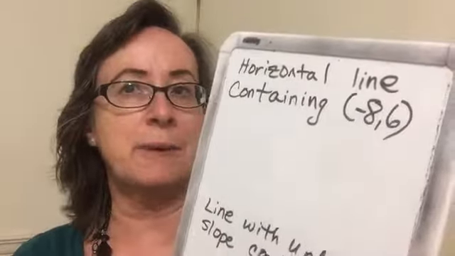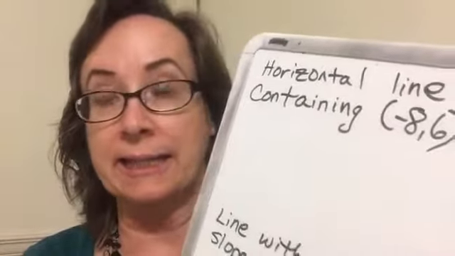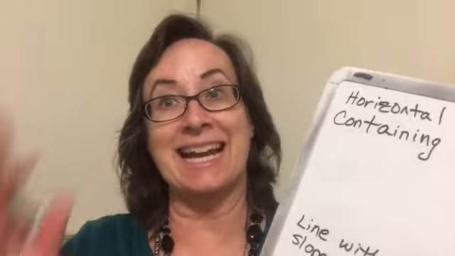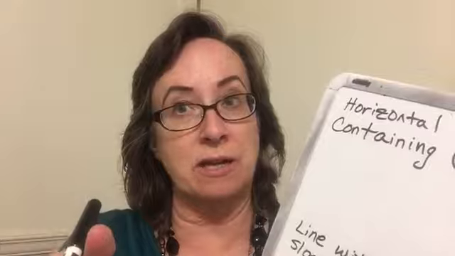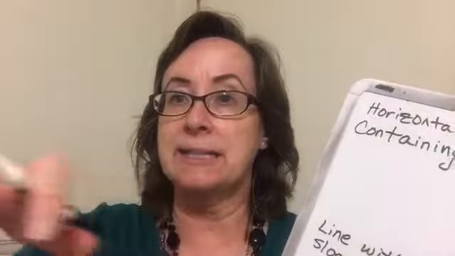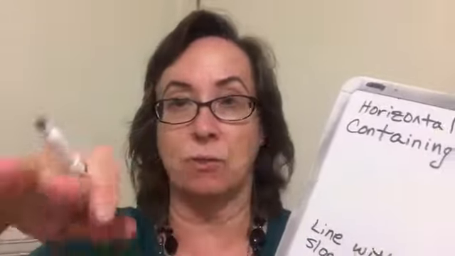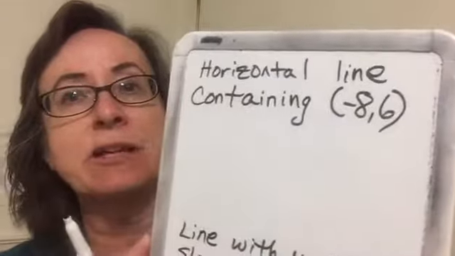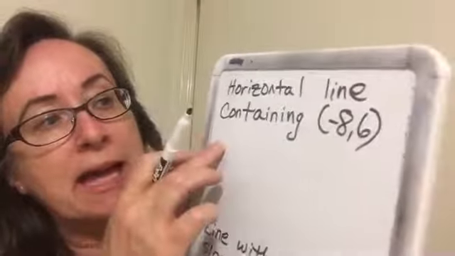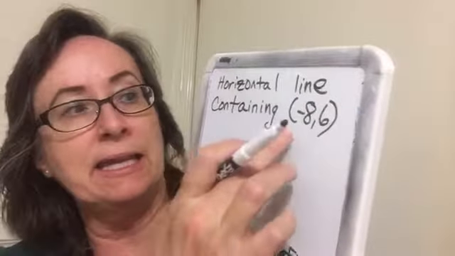Okay, so we're going to talk about our x and y lines again. Remember, x lines cut the x-axis. So x lines are vertical. Y lines cut the y-axis, so y lines are horizontal. So here it says find the equation of the horizontal line containing -8, 6.